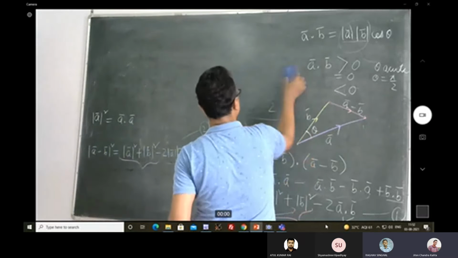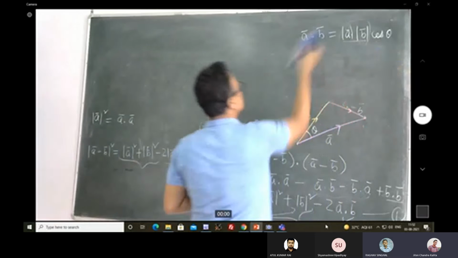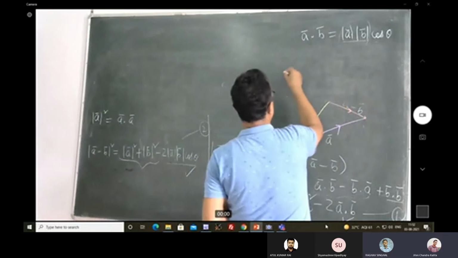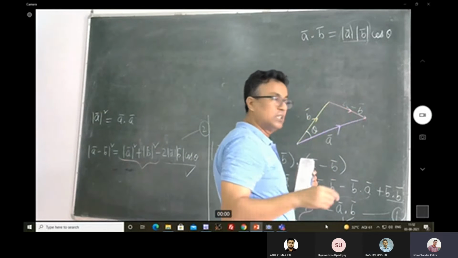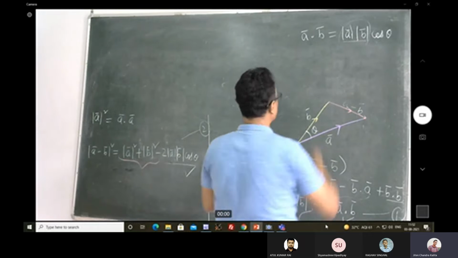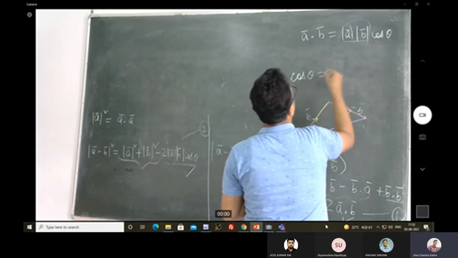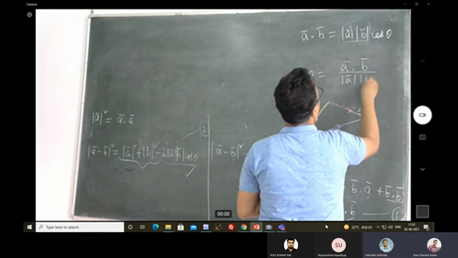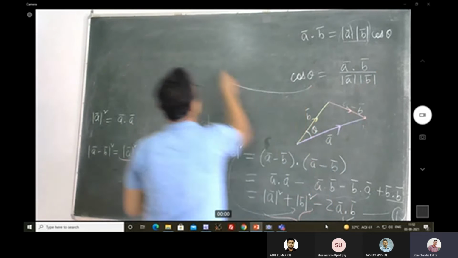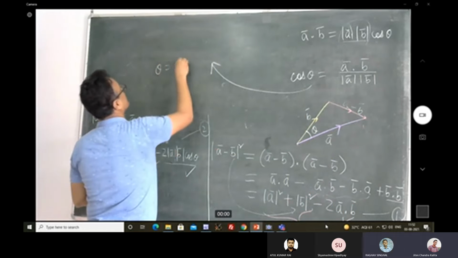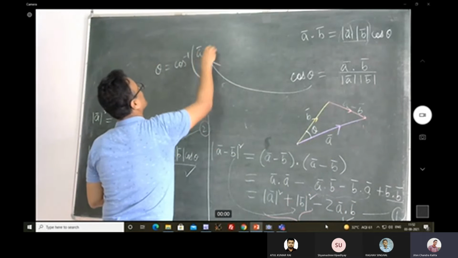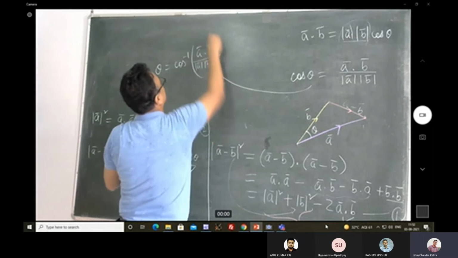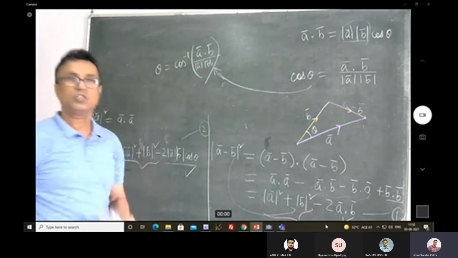And again, this geometrical interpretation gives me an opportunity to find out the angle between these two vectors in terms of this. So cos theta is simply A dot B over mod of A, mod of B. From here, you can simply write theta equal to cos inverse of A dot B over mod of A, mod of B. That's it. I hope now the geometrical interpretation is clear.